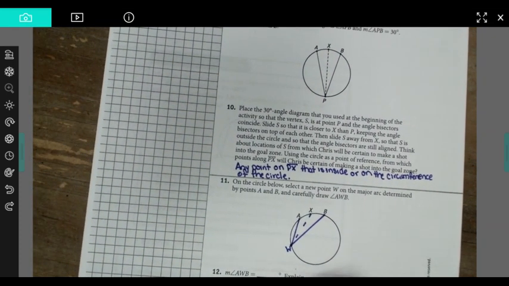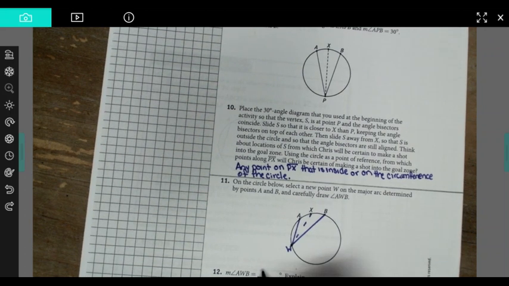It says the measure of AWB is 30 degrees. Explain. Because it intercepts arc AB, which has a measure of 60 degrees.